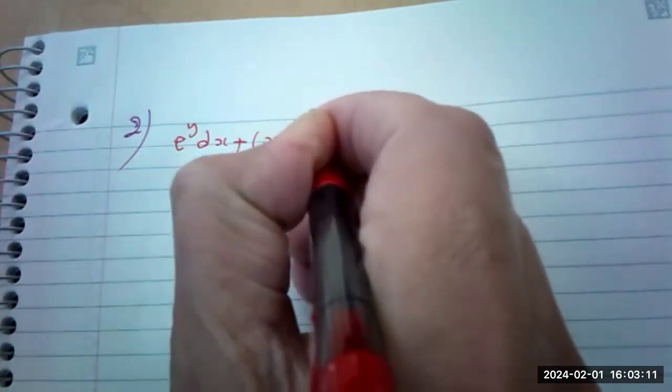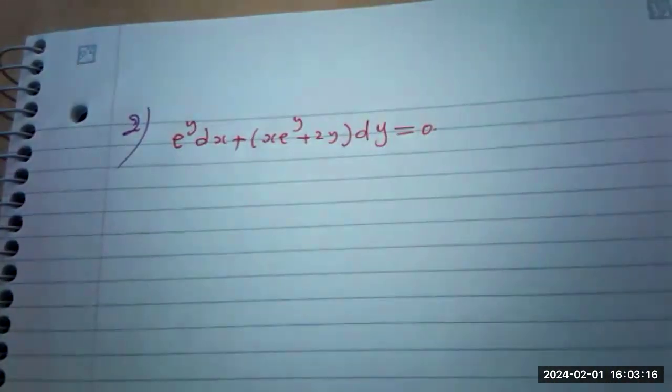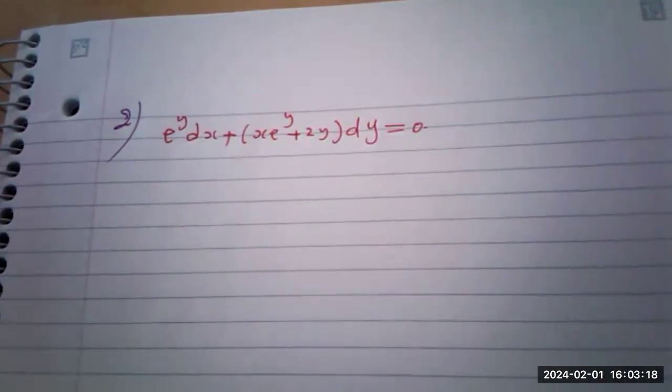Okay, so this is part 2 of that problem that we didn't finish. This is the equation e^y dx + (x e^y + 2y) dy = 0, a differential form. We want to check this equation. It doesn't matter; this equation would be given to you and they ask you to solve it.